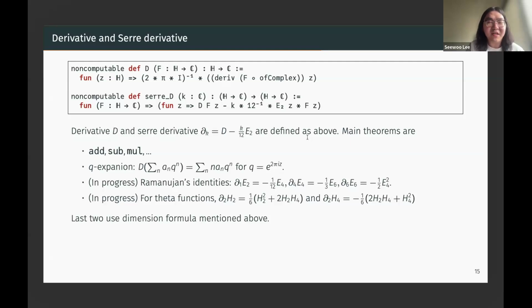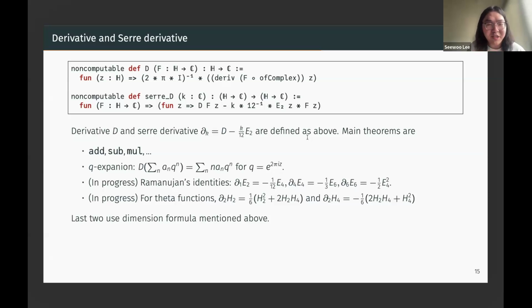So D here is a normalized derivative of a modular form, normalized by the constant 2πi because it makes everything prettier. And the third derivative is a derivative with a correction term, which is a multiple of E2. And then we already have some basic theorems on how they act with respect to addition, subtraction, multiplication, and constant multiplication, and how it acts on the q-expansion, where you simply get n·a_n for the nth coefficient from a_n.